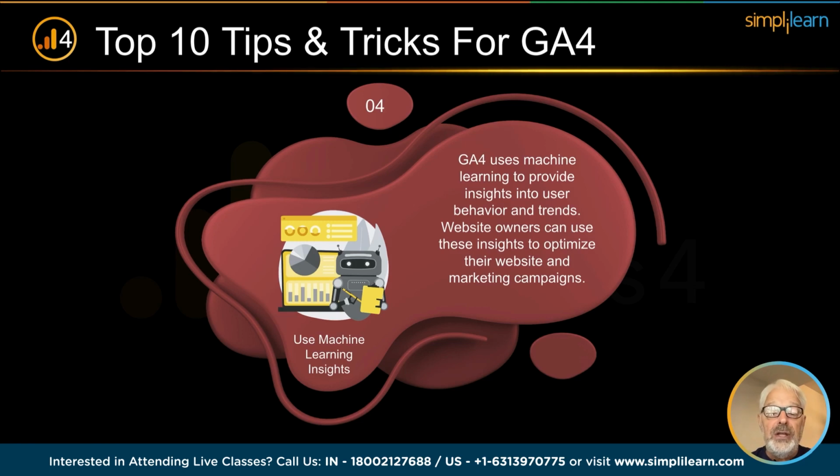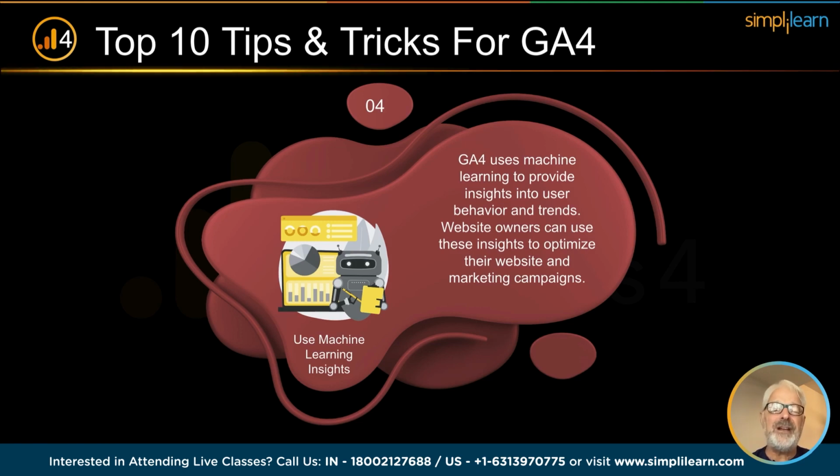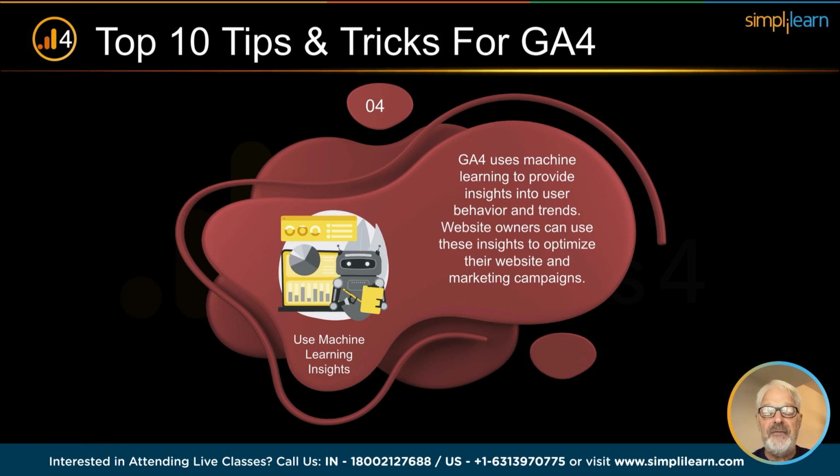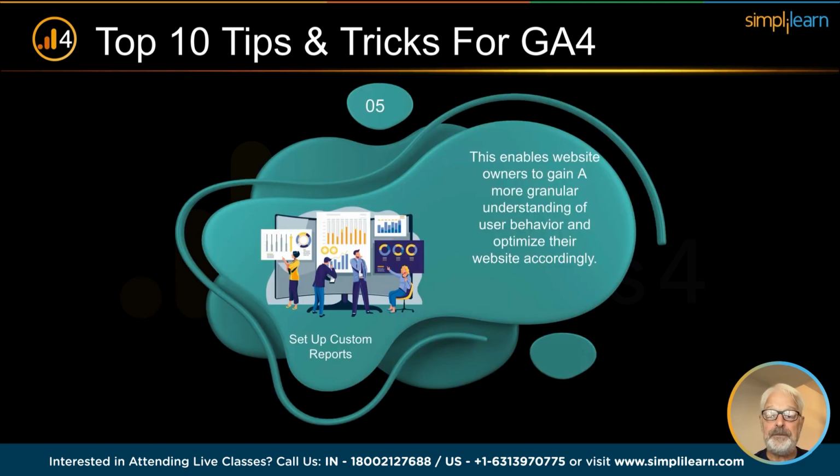Tip number 4, use machine learning insights. Don't overlook those. In Universal Analytics, they were kind of hidden away. In GA4, they are very clear. Start using those. They give you insights into user behaviors and trends. And you can really use that intelligence to optimize your website and your marketing campaigns.